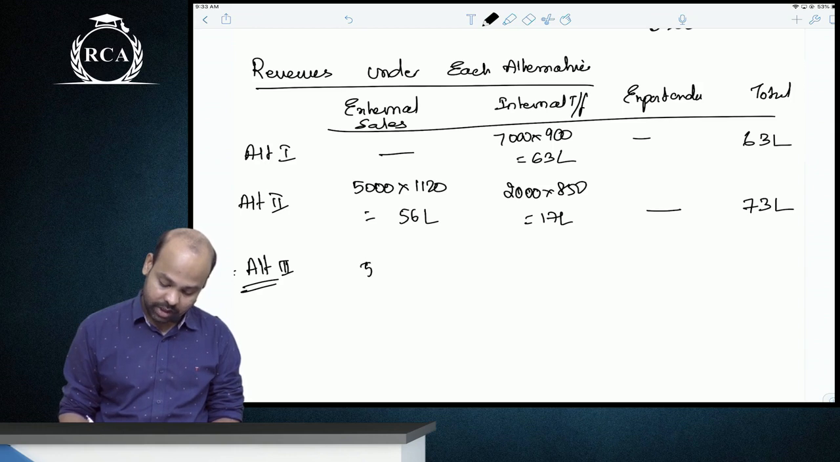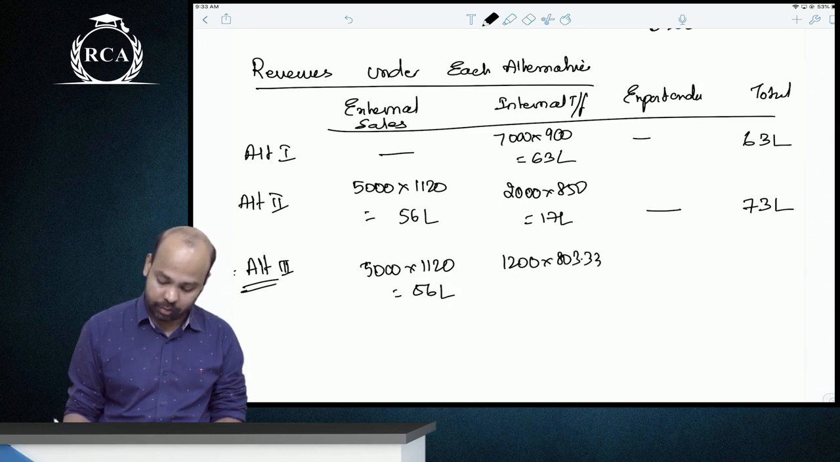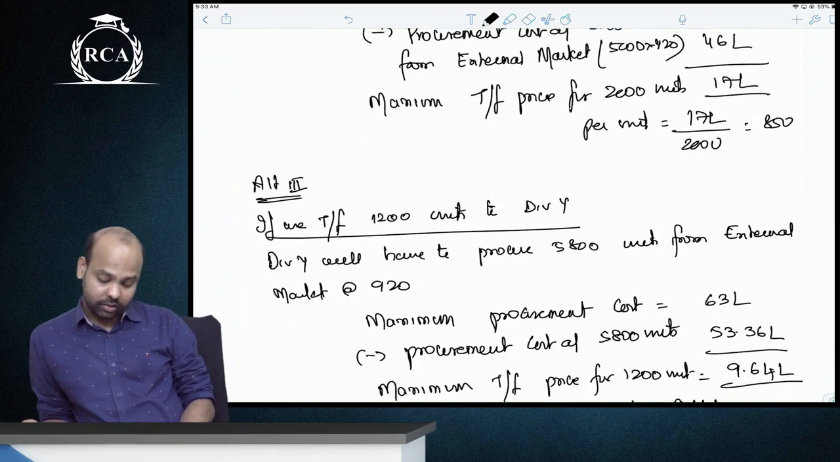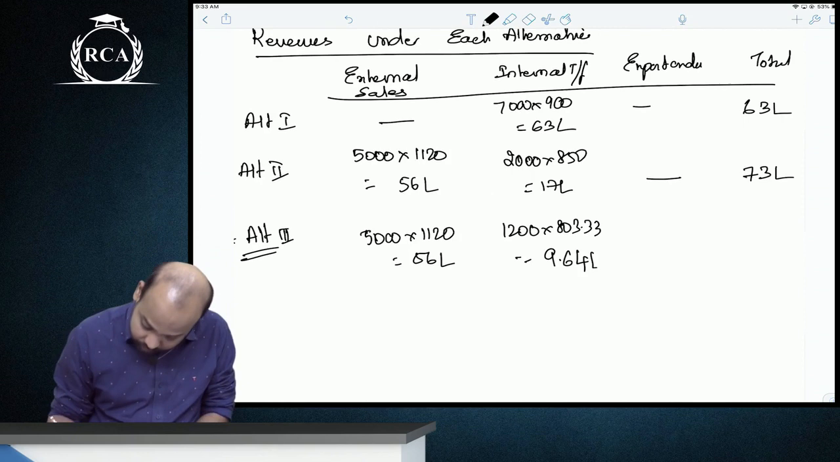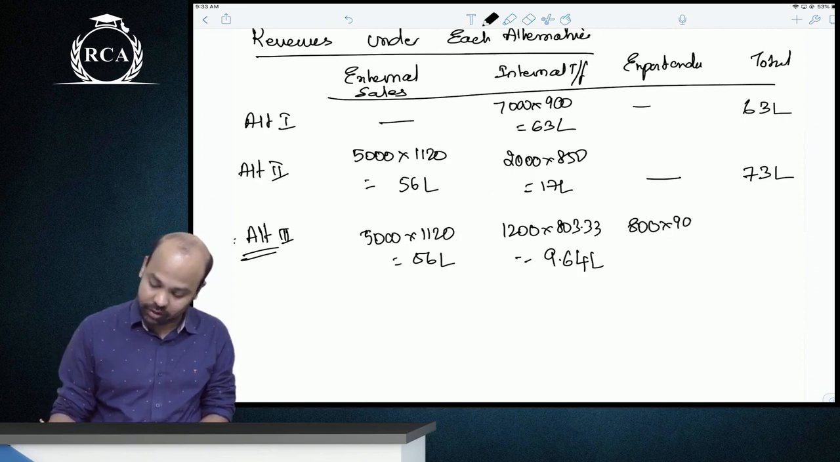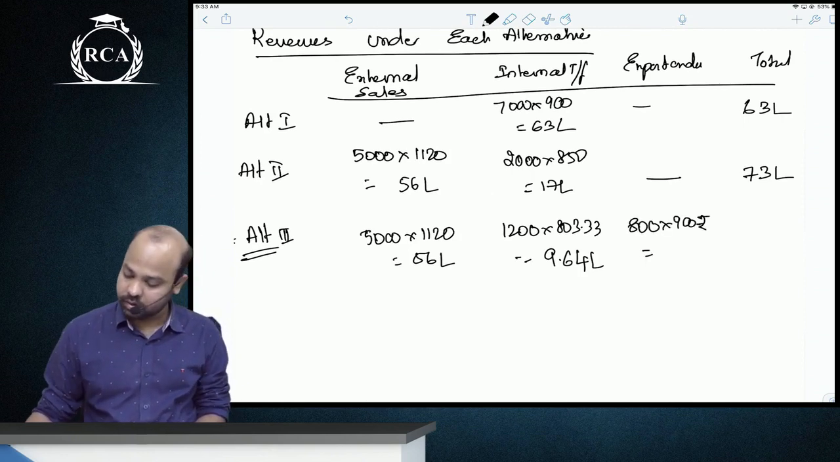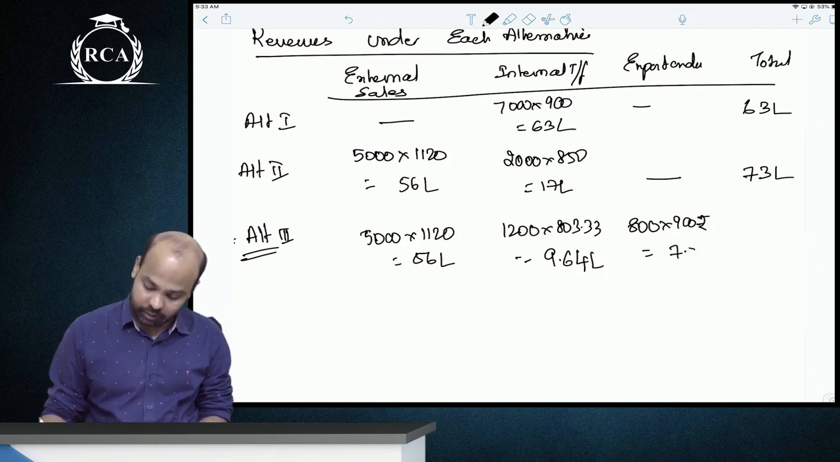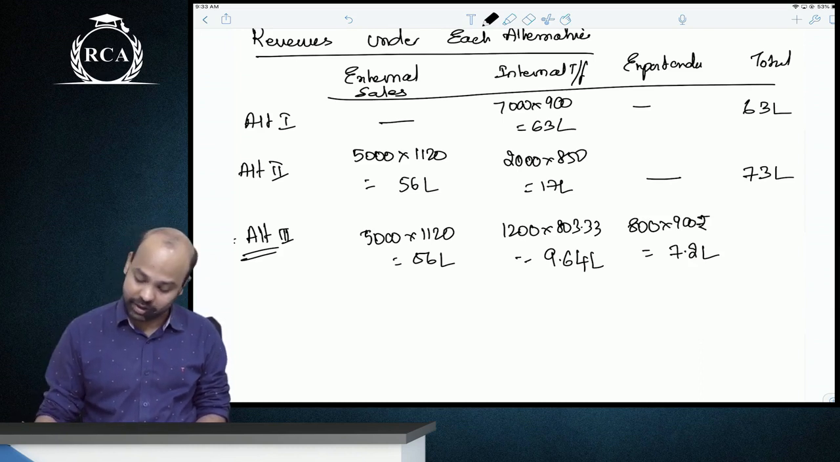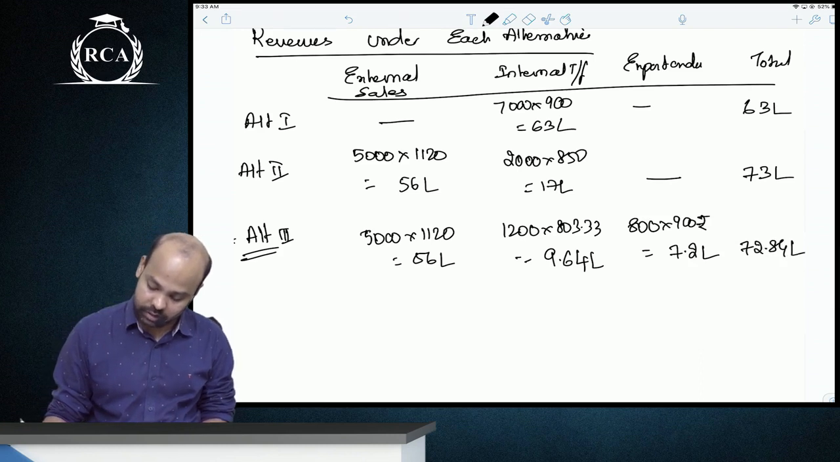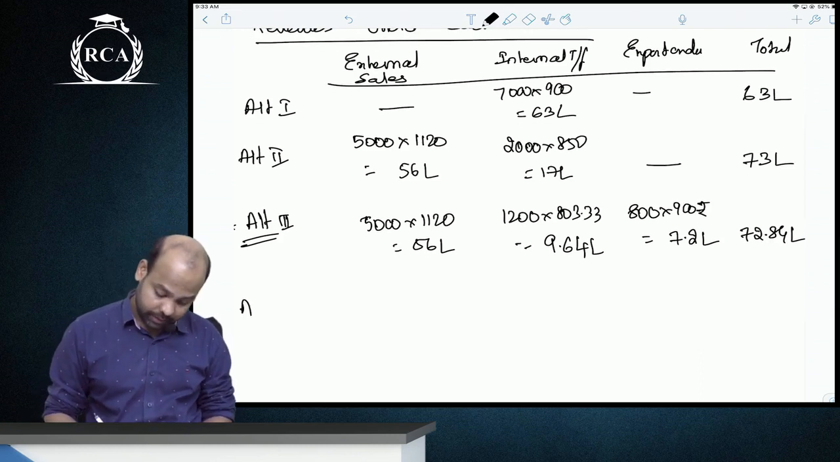Alternative 3: sell 5,000 units in the external market at 56 lakhs, 1,200 units internal transfer at 803.33, that is 9,64,000, and an export order of 800 units at 900 rupees, that is 7,20,000. All of this will be 56 plus 7.2 plus 9.64, which is 72,84,000. This is your total revenue under alternative 3.